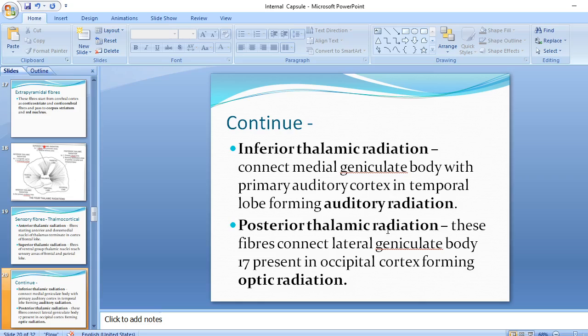The posterior thalamic radiations: these fibers connect the lateral geniculate body to area 17, that is the primary visual area present in the occipital cortex, and this forms the optic radiations. That is, this bundle of fibers is concerned with the visual pathway.